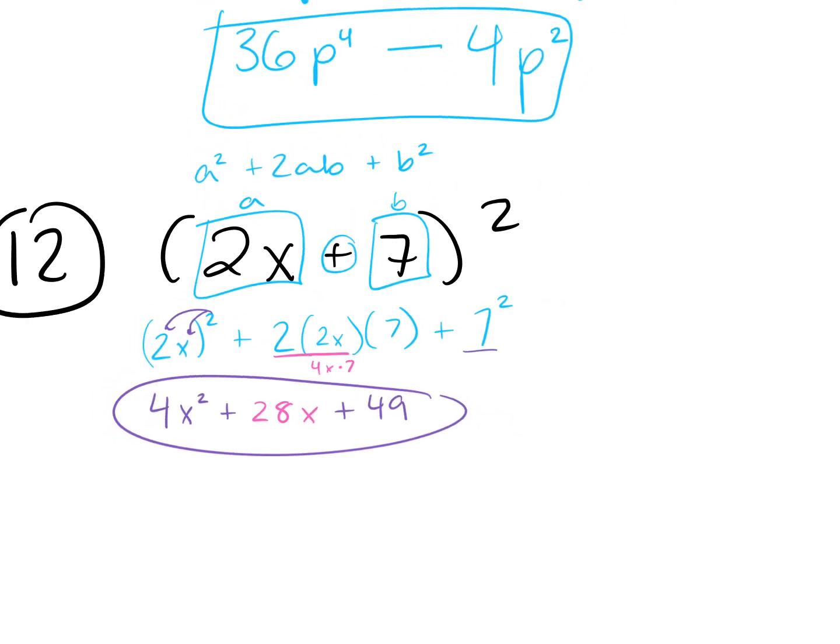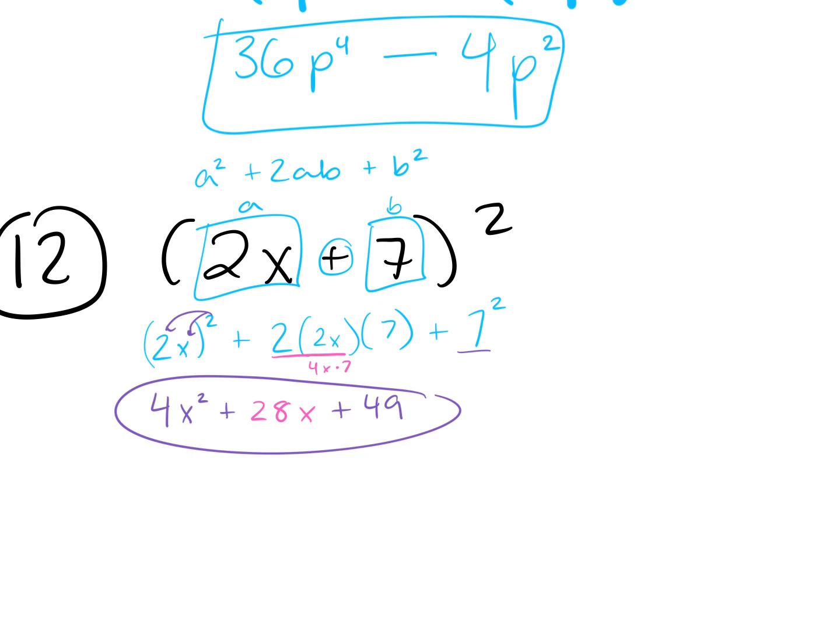If we forgot our shortcut here, what could we do? Write it twice and FOIL it out. So you would just get rid of the squared and write the same exact thing and FOIL it.